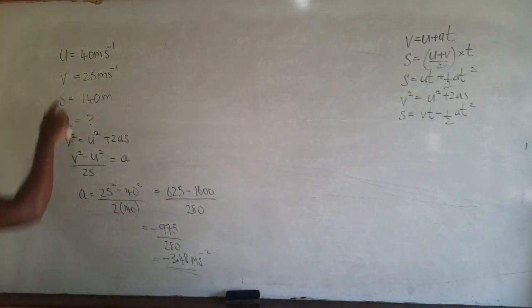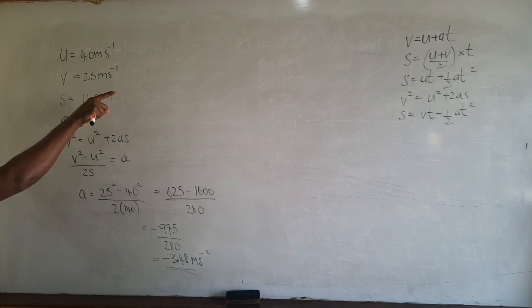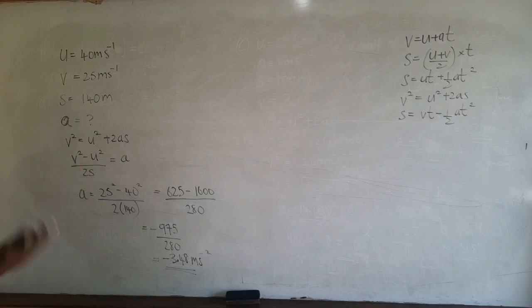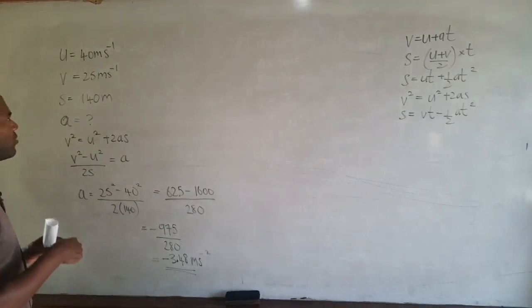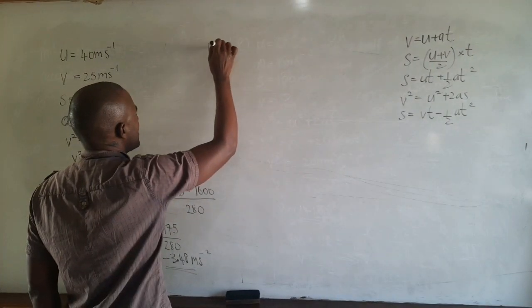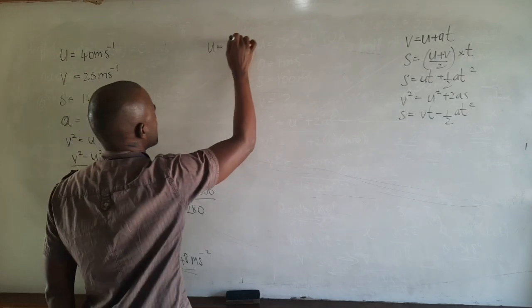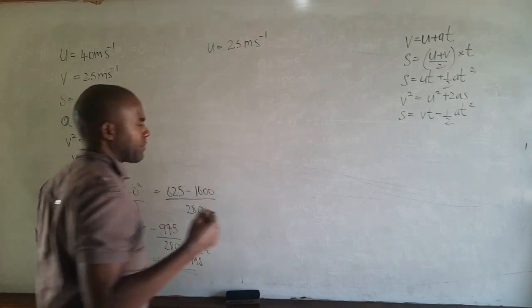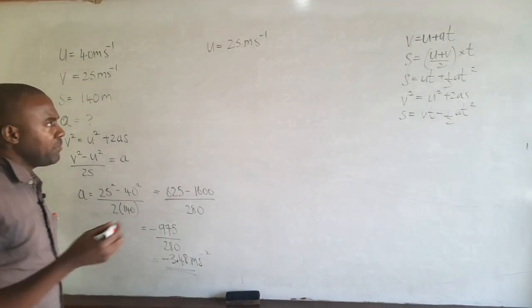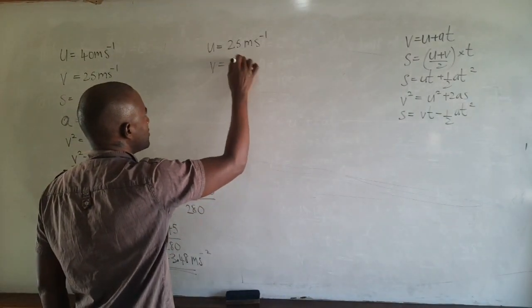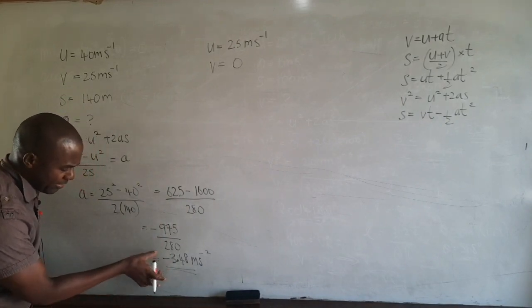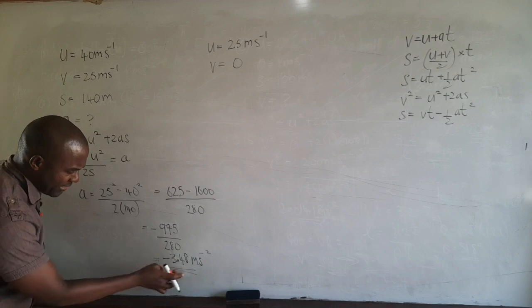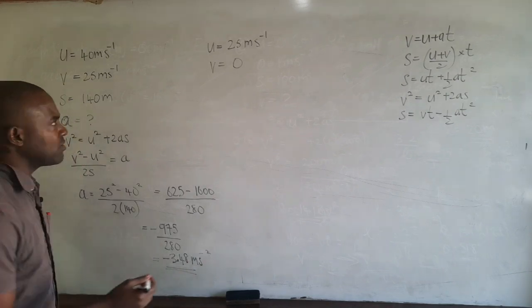So initially it was moving at 40 meters per second. The brakes are applied and the velocity reduced to 25 meters per second, and this took place over a distance of 140 meters. So that's basically stage 1 of the motion. Stage 2 of the motion now will deal with the initial velocity at 25 meters per second. And because the car is coming to rest, that means the final velocity v is equal to 0. Now they told us that the retardation remains constant, and therefore the acceleration a is still equal to minus 3.48 meters per second squared.